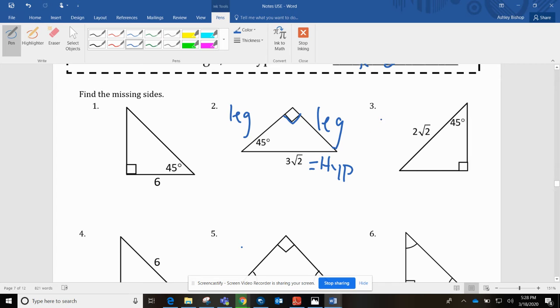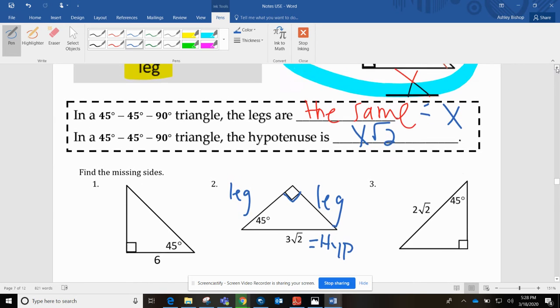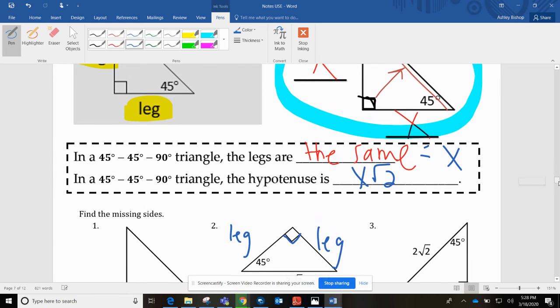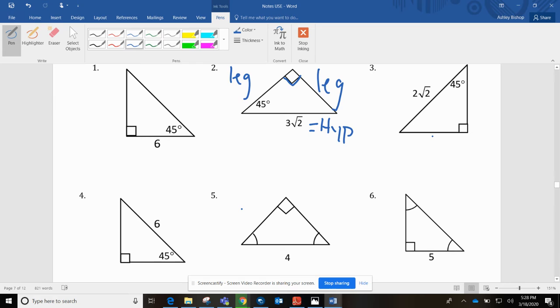All right, and then remember, based on my reference triangle up here, the two legs we can call x, and then whatever the hypotenuse is, we're going to call x times the square root of 2. So my two legs are equal to x. That's just how it works. And whatever my hypotenuse is equals x times the square root of 2.